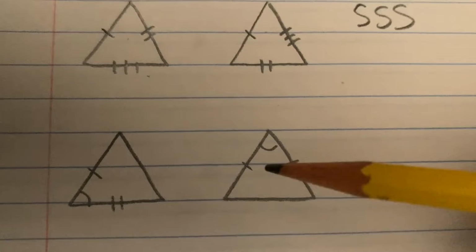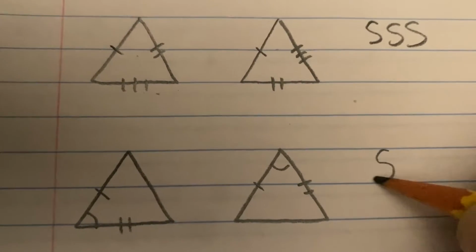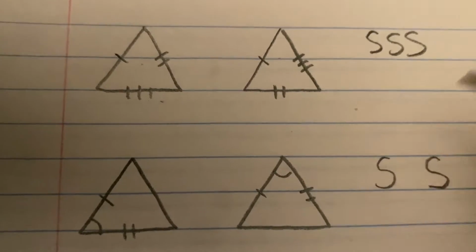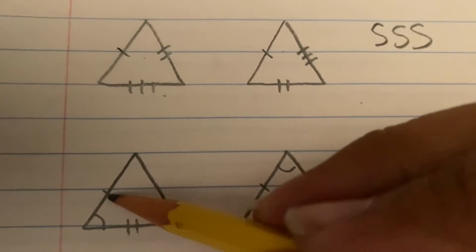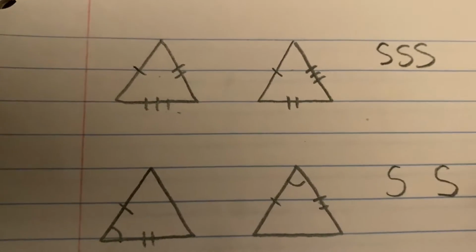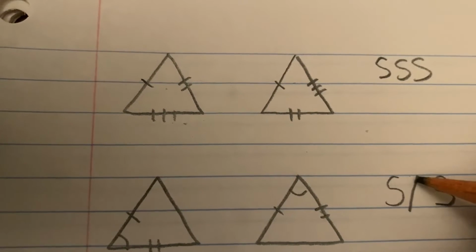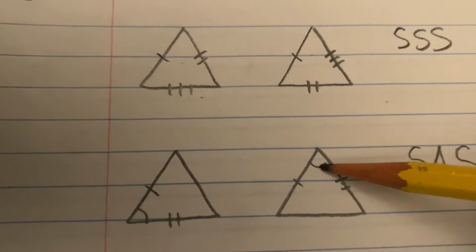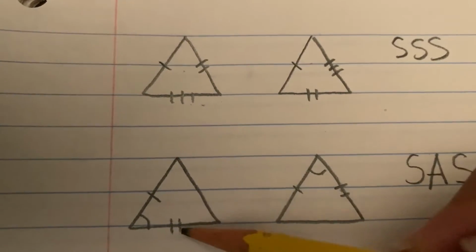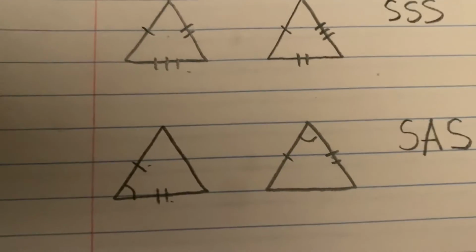This one is side, angle, side. So they have 2 sides in common. One side and another side. This one and that one. You see the 2 sides? Now the angle that they have in common has to be in between the 2 sides they have in common. So side, angle, side. That's how I know that these triangles are congruent.